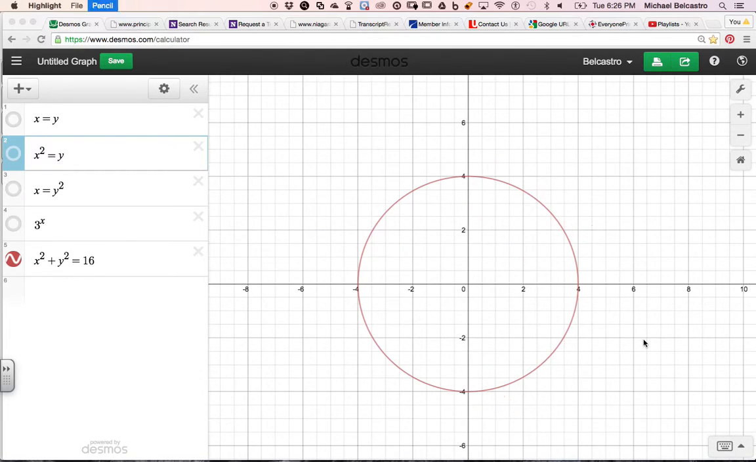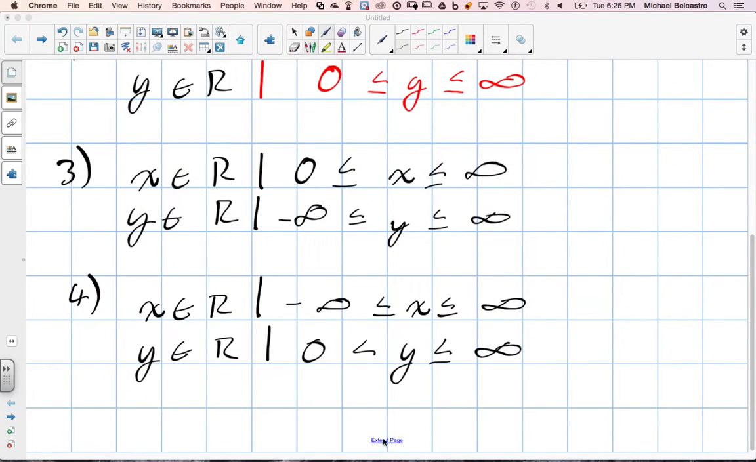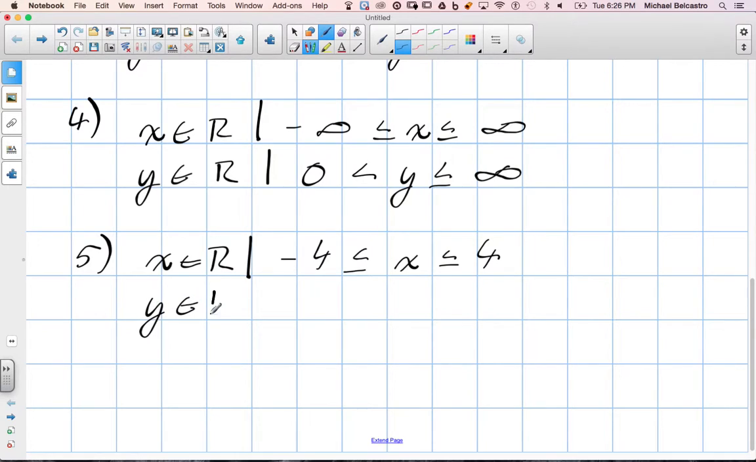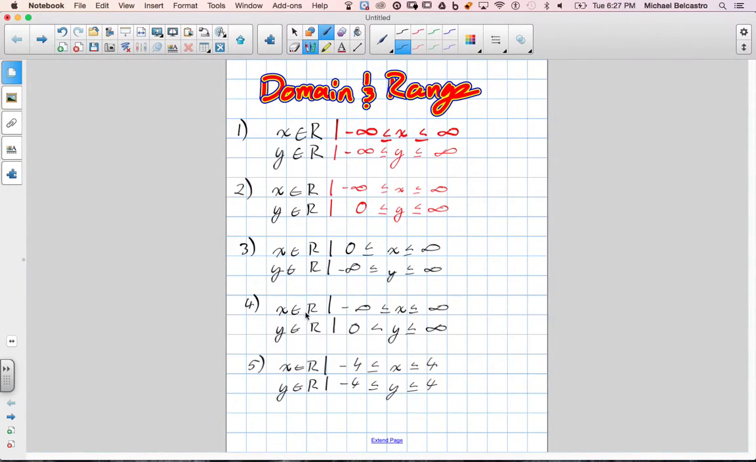So let's take a look at what those stopping points would be when we go to write it in. Number 5. We have x such that negative 4 was the lowest, and positive 4 was the highest, and y, exact same idea. Negative 4 and positive 4. There we go. Can't you figure that out?